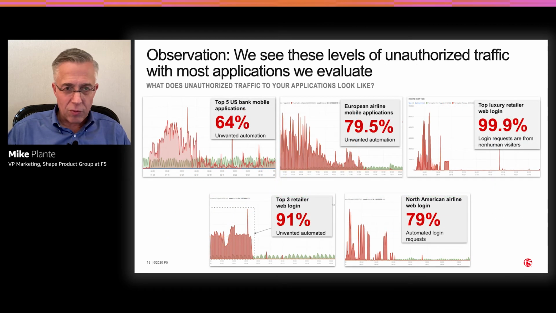Now, lest you think that we selected a couple of use cases from brands that had a particularly bad problem, F5 has observed this level of unauthorized traffic to most of the applications that we've evaluated in a variety of industries, from financial services to travel and hospitality, in North America, Europe, and Asia Pacific. So one of the key insights that I would share with this audience is there's a decent chance that your application may be experiencing this type of unauthorized traffic.